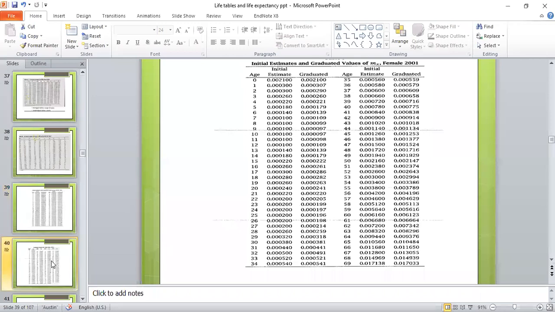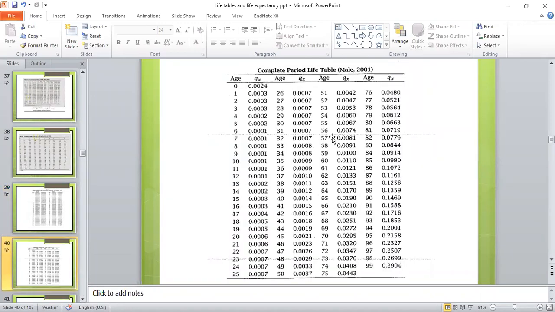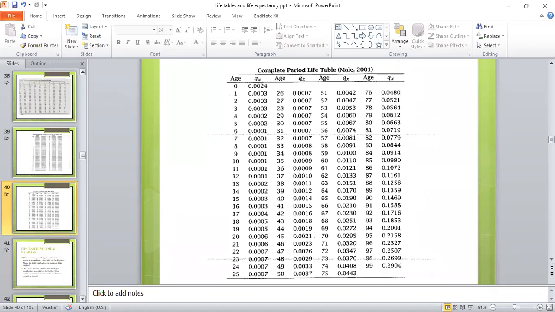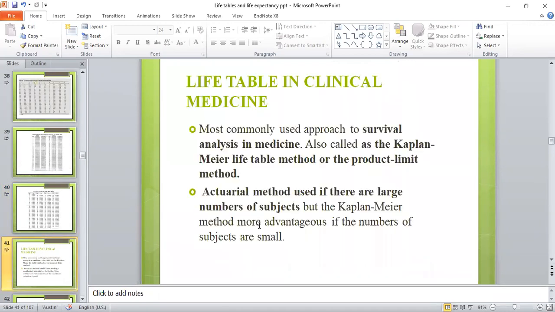Further, this life table is a complete period life table of male 2001 data, which shows complete life years from birth to 25 years of age, therefore it is a complete life table. And in an abridged life table, ages are given after intervals of 5 to 10 years. Now these are the types of tables in demography.